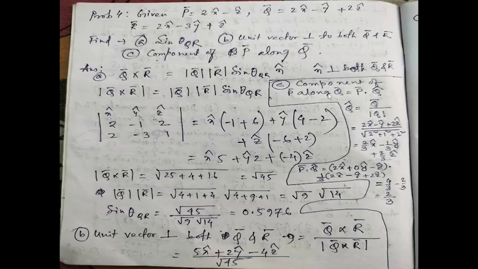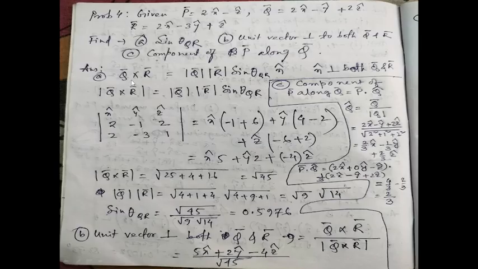In this problem, it is given that vector p equals 2x hat minus z hat, q is given, r is given. We have to compute sine of theta qr. Theta means the angle between q and r. So how can I compute sine of theta qr? To do this, we have to consider the cross product.